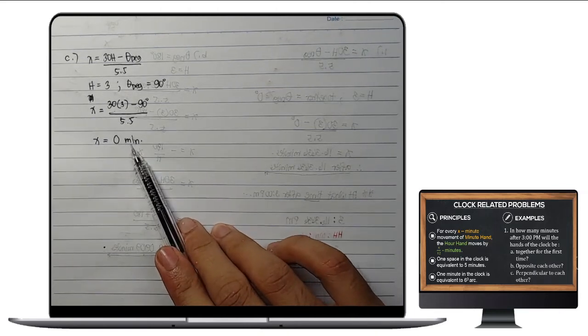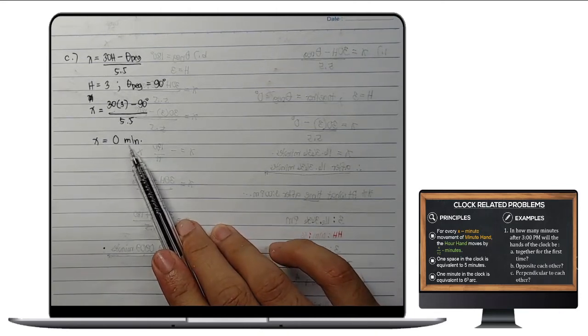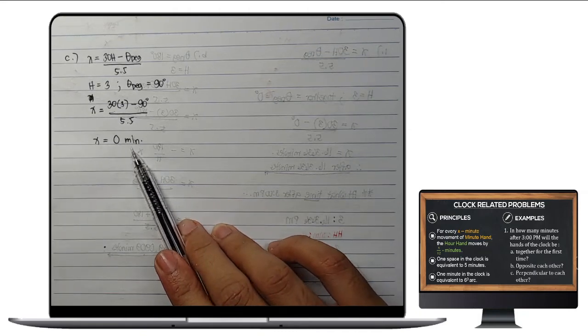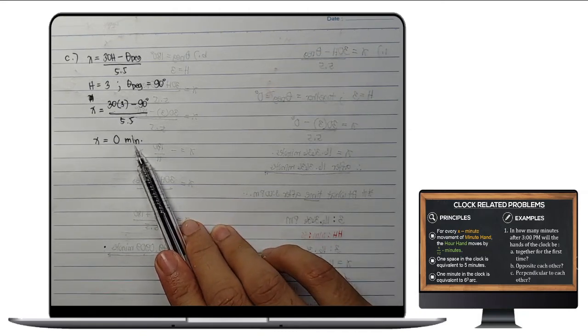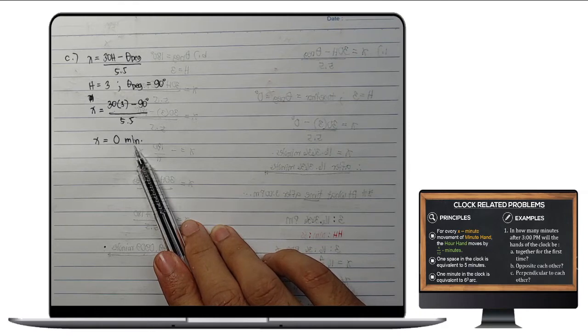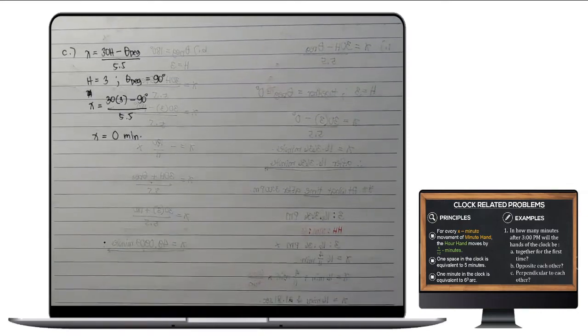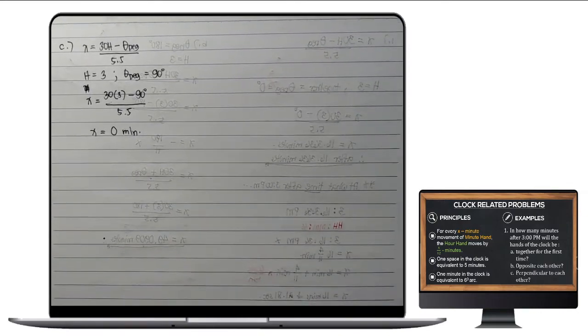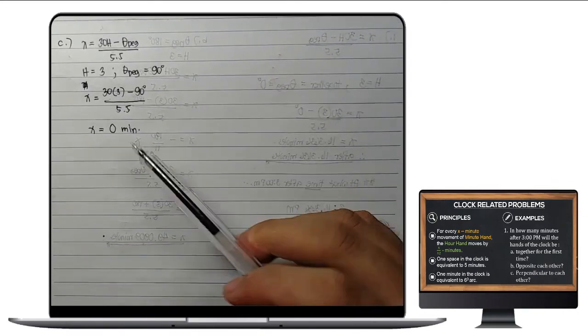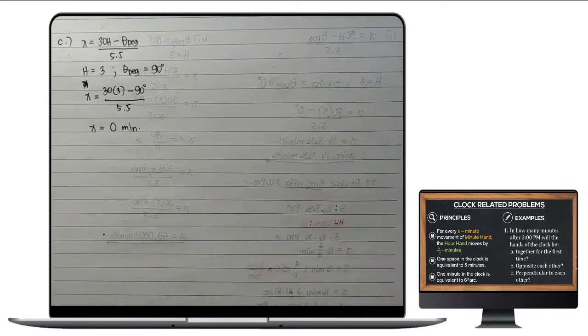So this can be considerable answer. So pwede ito. Depende sa tanong. If the problem asks us after how many minutes after 3 o'clock will the hands of the clock be perpendicular? Okay? So, sabi sa atin is after. So, ibig sabihin, hindi kasama yung 3 o'clock. Okay? Kasi at 0 minutes, so that is exactly at 3 o'clock.